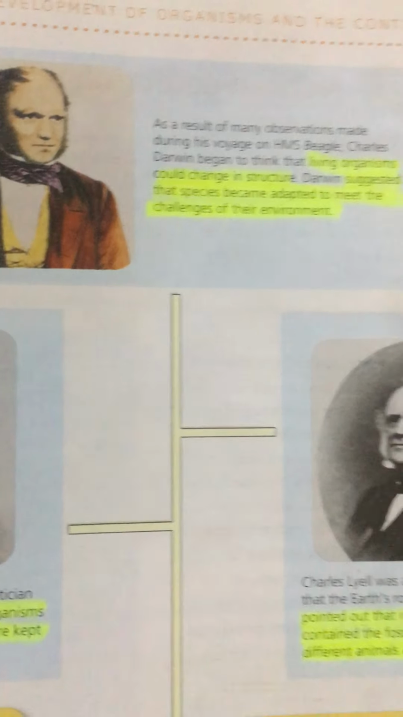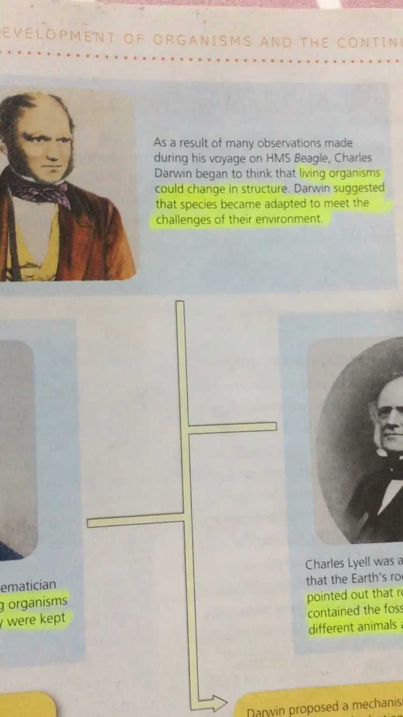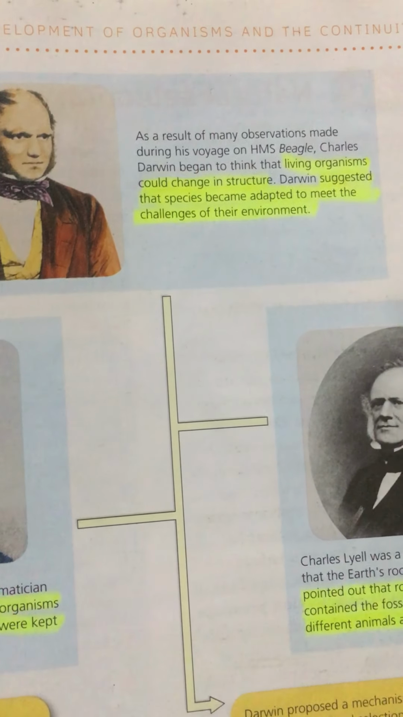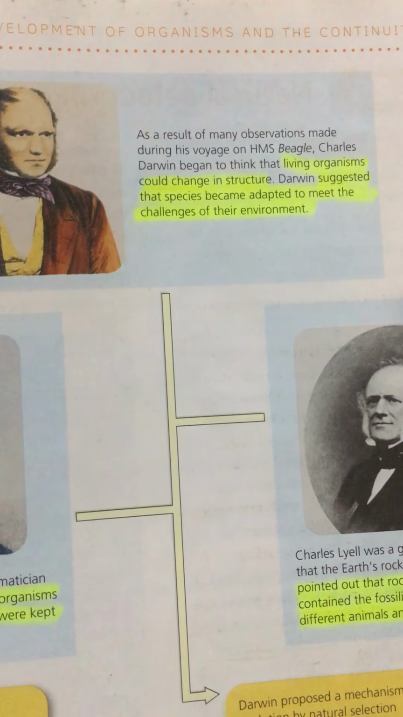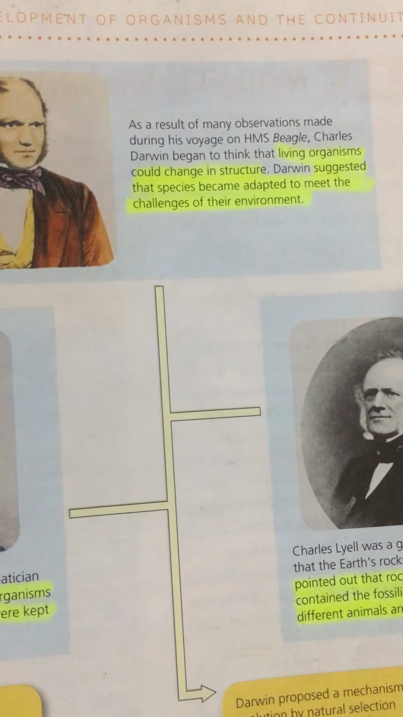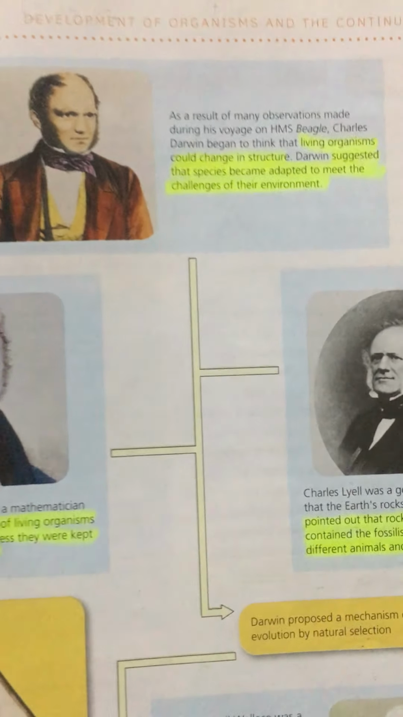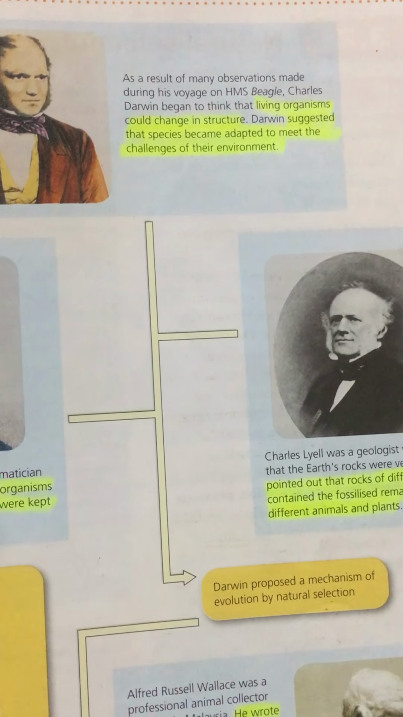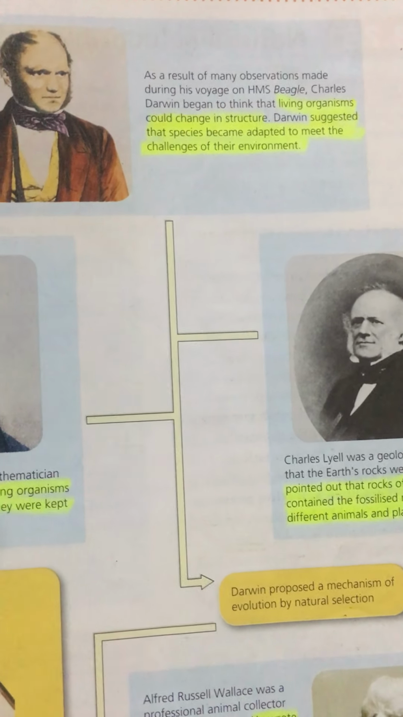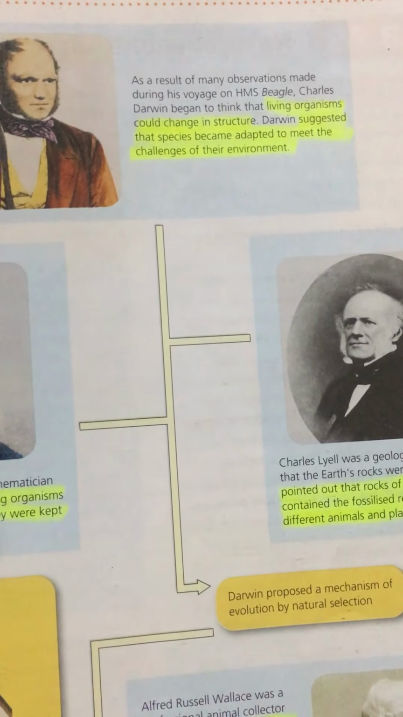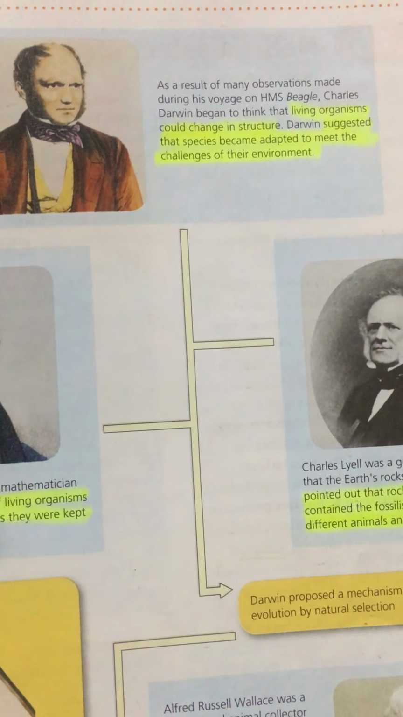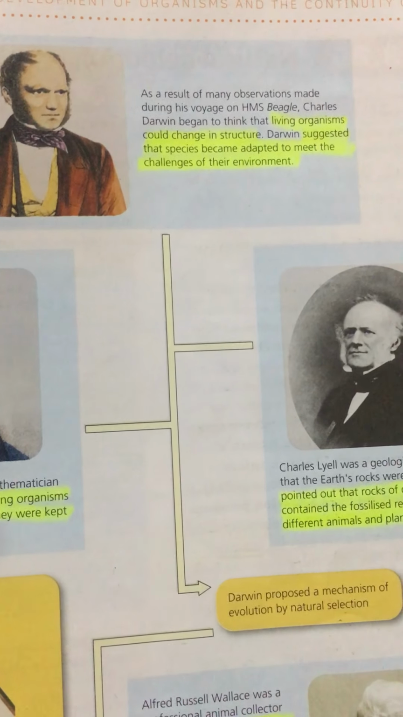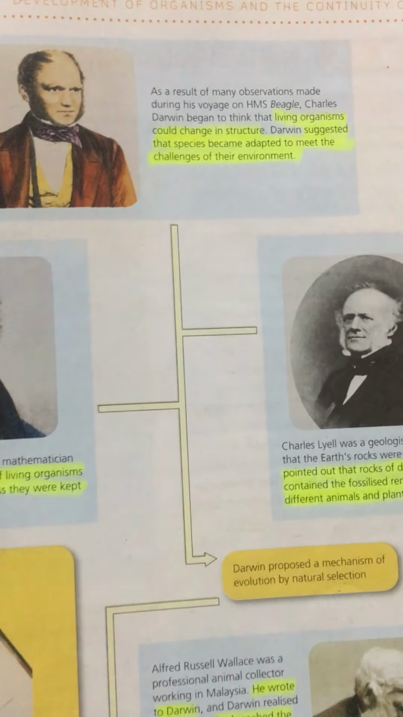Okay, now actually Darwin said that living organisms could change in structure, so he suggested that species became adapted to meet the challenges of their environment. So the theory of Darwin, okay, he said that living organisms could change in structure. So the structure of the organisms can be changed. So he suggested that species became adapted to meet the challenges of their environment.